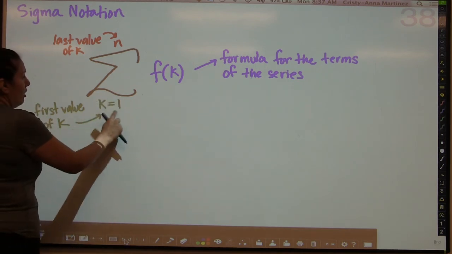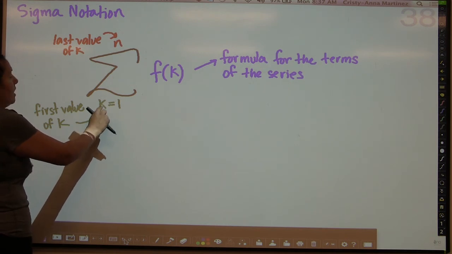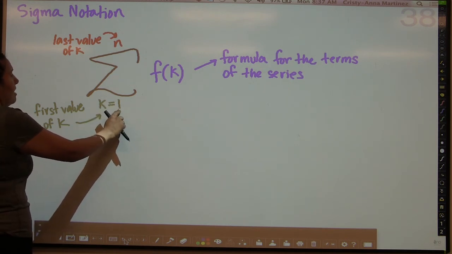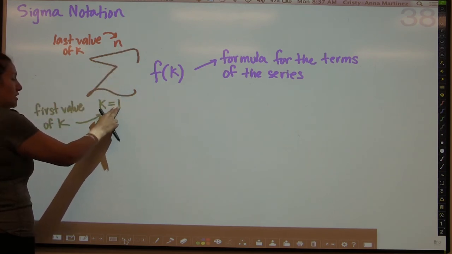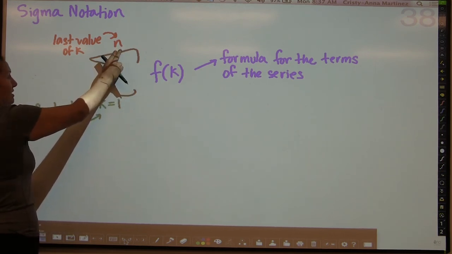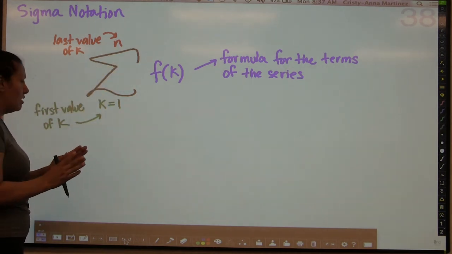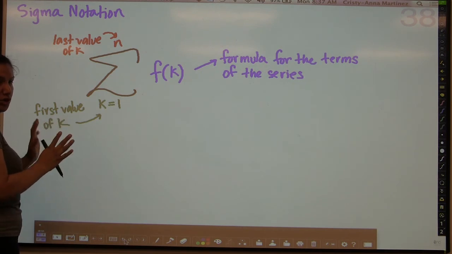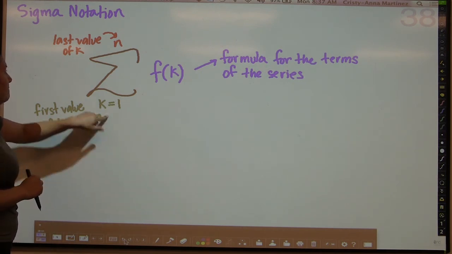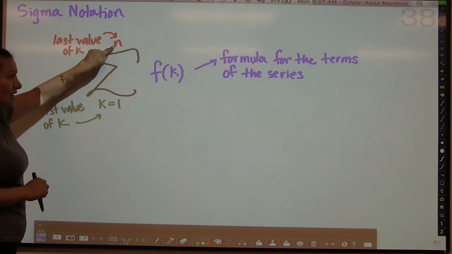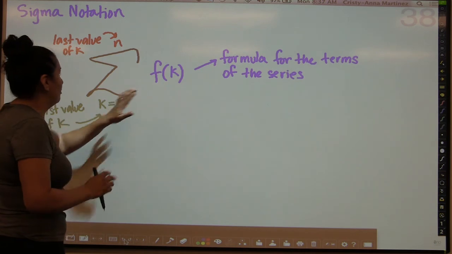So this little number down here, you'll always see the symbol with the number down here. It'll have a variable. It doesn't have to be k all the time, but it'll say k equals something, and then it'll have the n on top. What this number tells you is where to start, and this number tells you where to stop. That's going to make more sense when we get to the example, but I just want to show you the terminology of this symbol. So the first value of k, you start here, the last value of k, you end here, and this is the formula for the terms of the series. All right, those are all the parts.